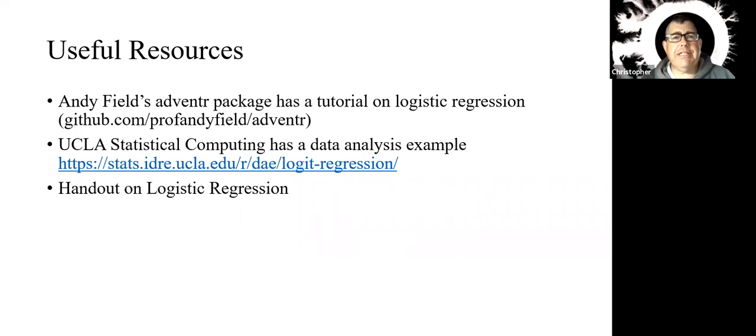One of my go-tos is always UCLA Statistics, Statistical Computing. They have data analysis examples for many different software packages. R, of course, is a big one there. I like those because I like seeing actual examples worked out to give a sense of how to run stuff with code. And of course, our class handout on logistic regression is a useful resource, with some additional examples and a little more exploration of the odds and log odds if you're interested in that.